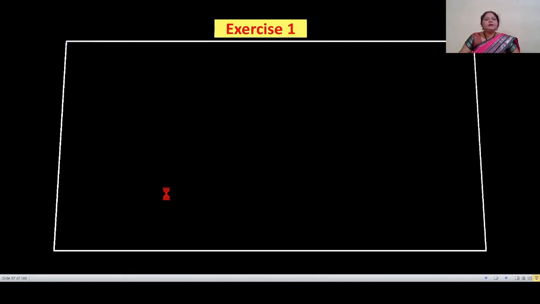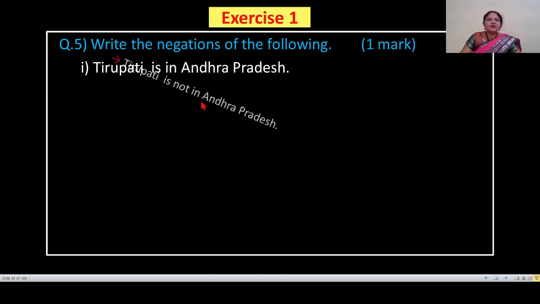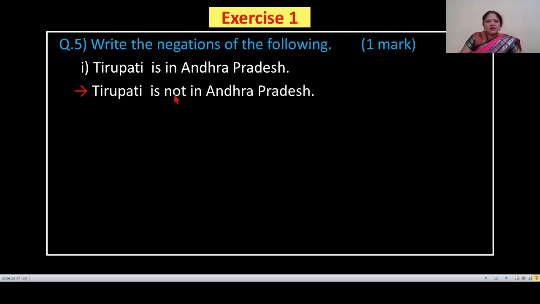Next example. Write the negations of the following. This type of examples can be asked for 1 mark. First example. Tirupati is in Andhra Pradesh. Its negation is Tirupati is not in Andhra Pradesh.